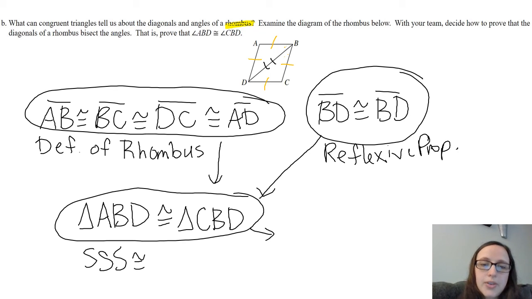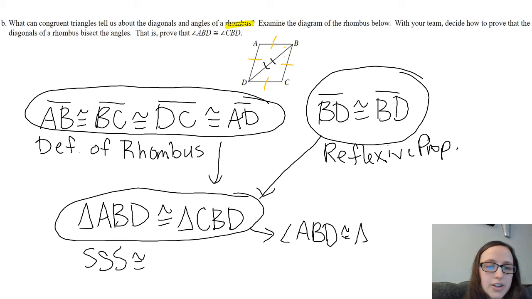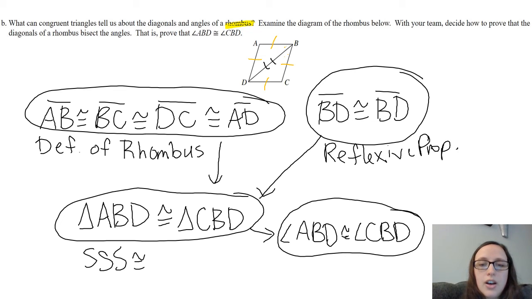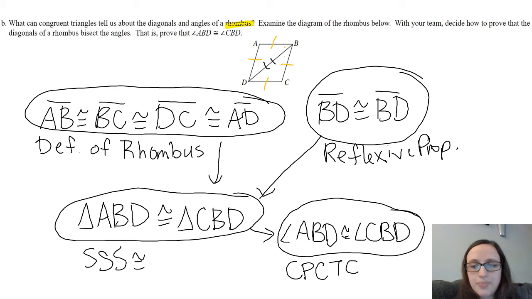All right, and now we can say that angle ABD is congruent to, oops, not triangle, just angle, angle CBD, by CPCTC. So corresponding parts of congruent triangles are always congruent to each other. All right, and those are our two proofs.